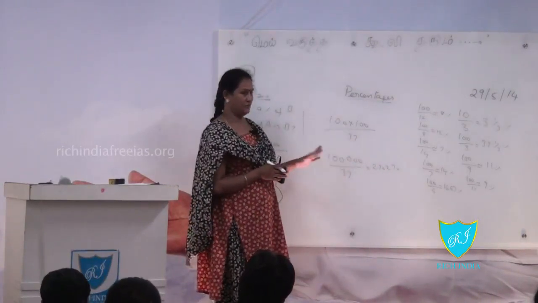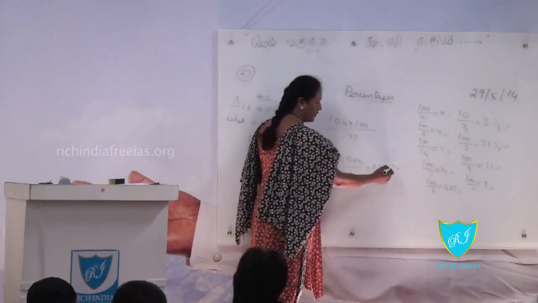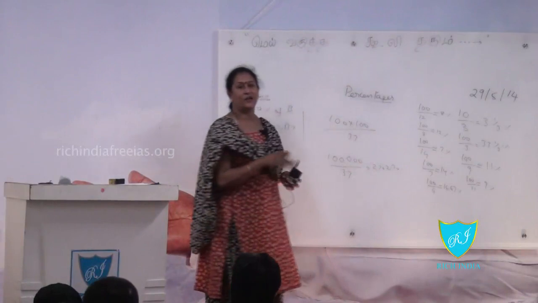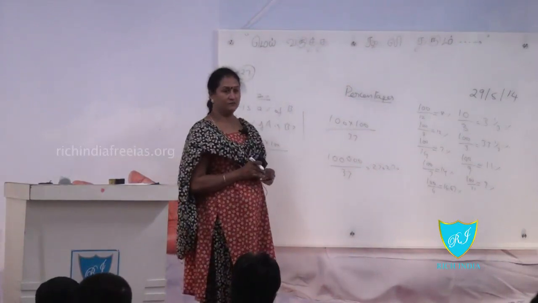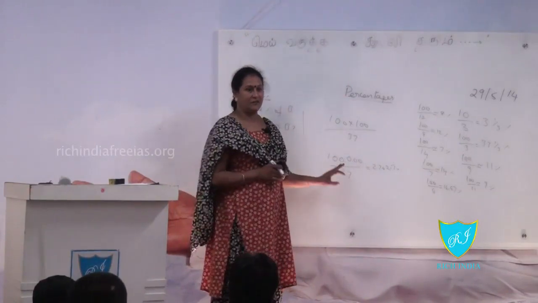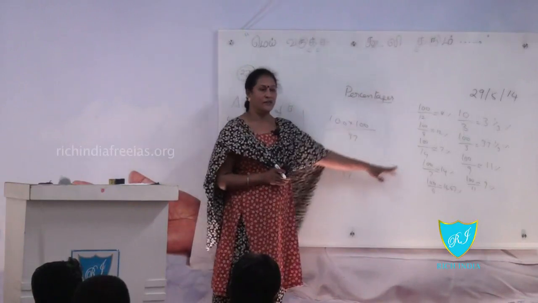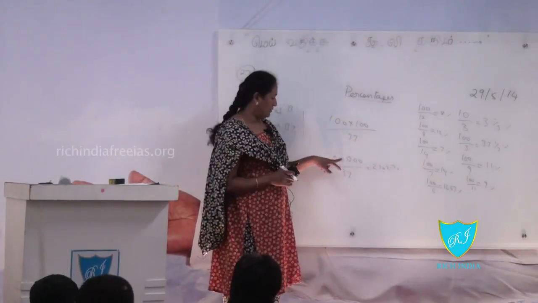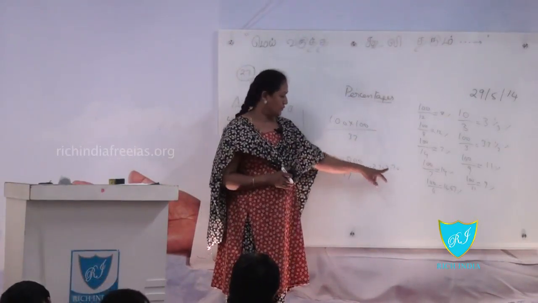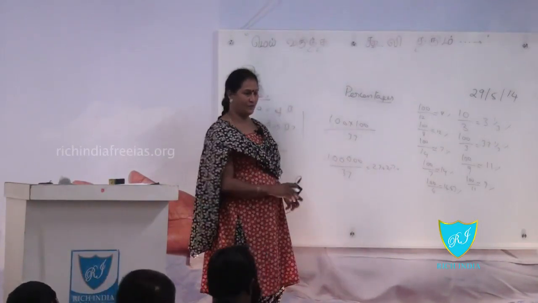Count the number of zeros. How many zeros are there? 5 zeros. So here you have 5 zeros. Put the point after 4 places, one less than the number of zeros. I am telling this as an example. Whatever the numbers are, when you are dividing by 37, 270 will be a recurring number. Count the number of zeros and put the point from left to right, one less than the number of zeros.